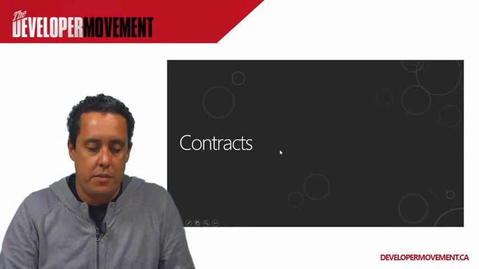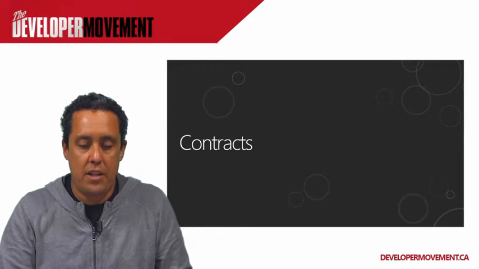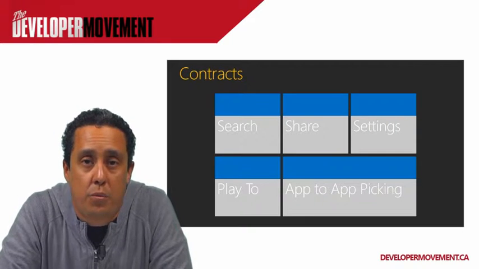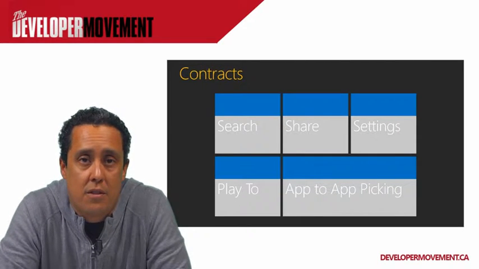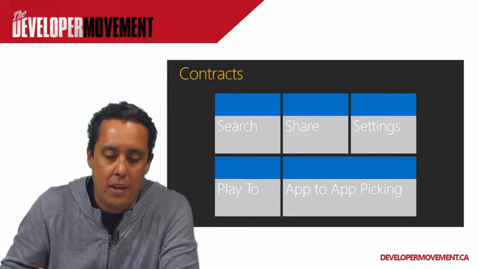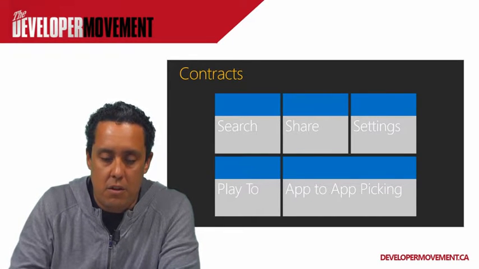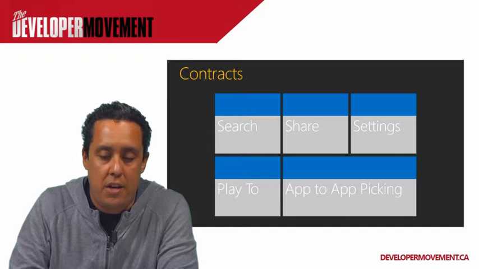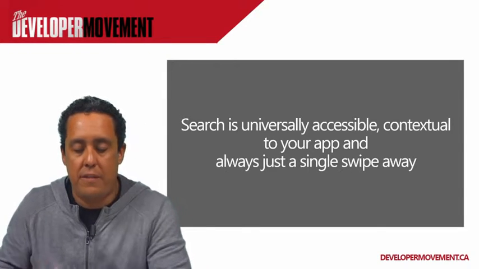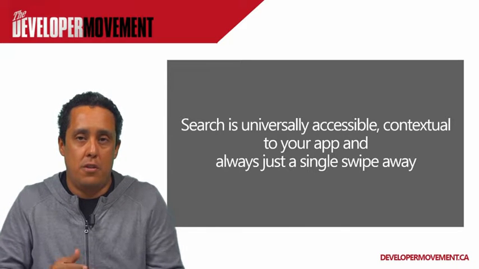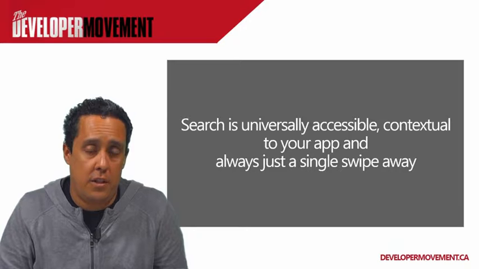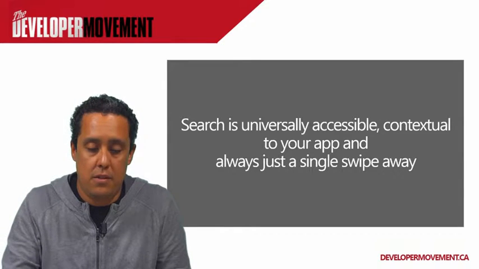Contracts are next. Contracts essentially allow you to integrate directly and more with the Windows 8 operating system. So you have things like search, share, settings, play to, and app-to-app picking. One of the main ones that are used are search and share. Search is universally available within Windows 8. You could search apps that you have installed, and you could search contextually within applications.